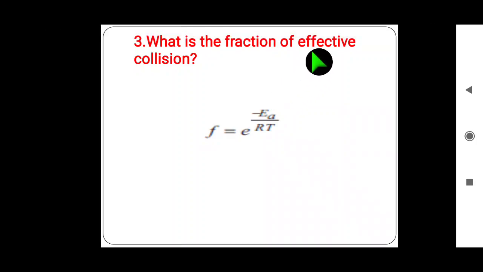Here, what is the fraction of effective collision? It is denoted by F. F equals e power minus EA by RT. EA, as we have just seen, is the activation energy, R is the gas constant, and T is the temperature in Kelvin.